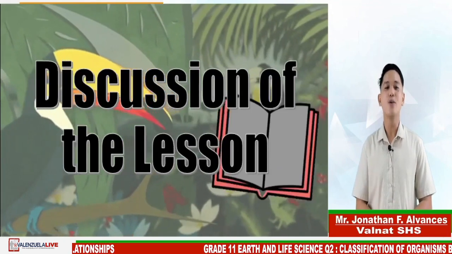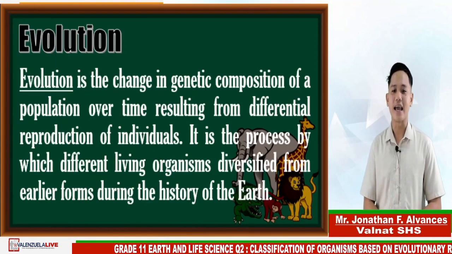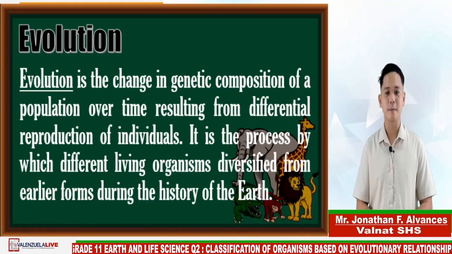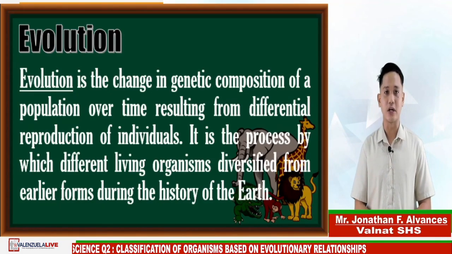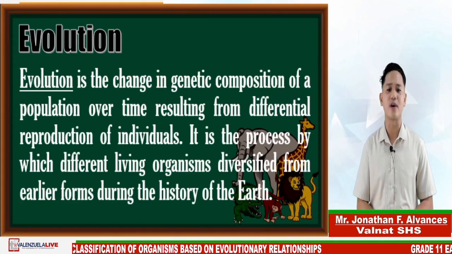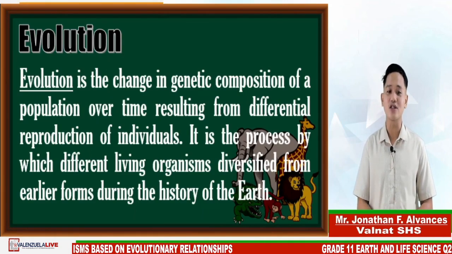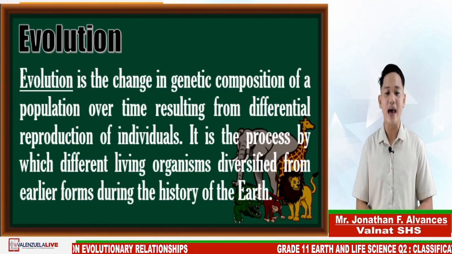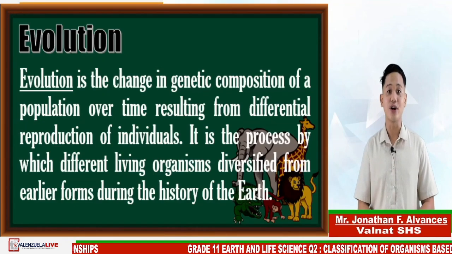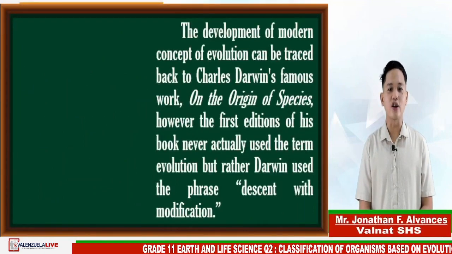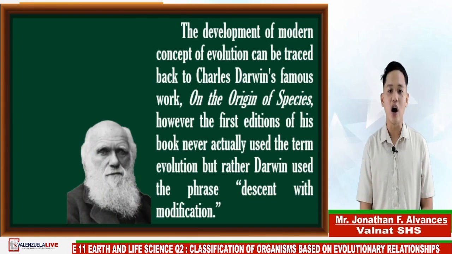At this point, we are going to start the discussion of our lesson. Let us begin by defining what is evolution. Evolution is the change in genetic composition of a population over time as a result of differential reproduction of individuals. It is the process by which different living organisms develop and diversified from earlier forms during the history of the Earth. We can trace the development of the modern concept of evolution to Charles Darwin's famous work on the Origin of Species.